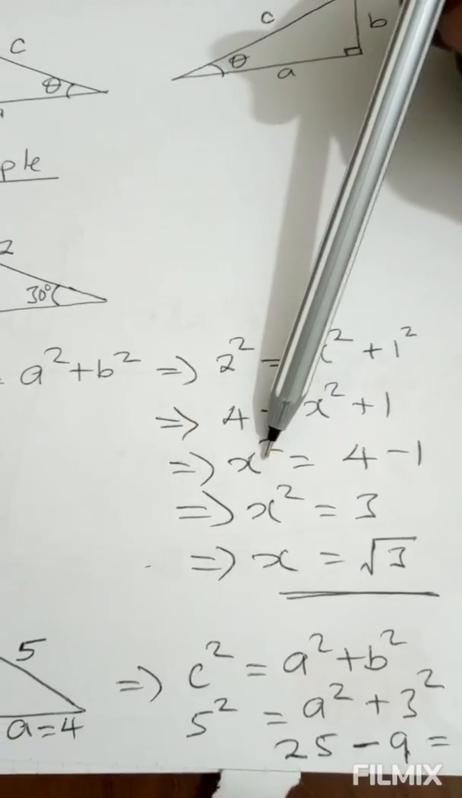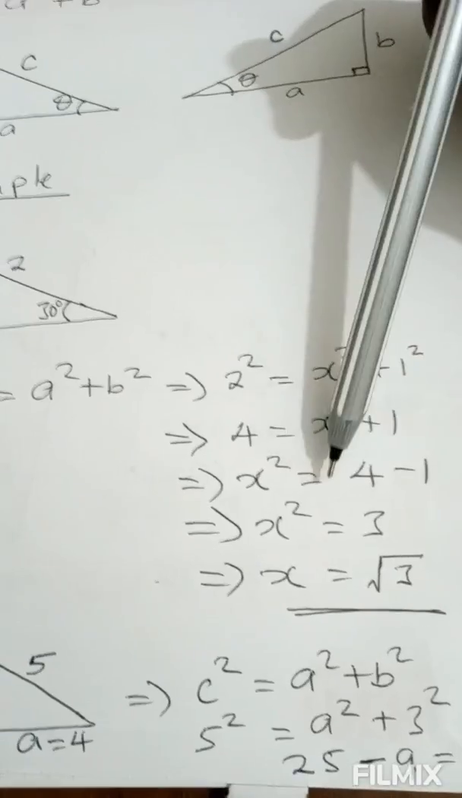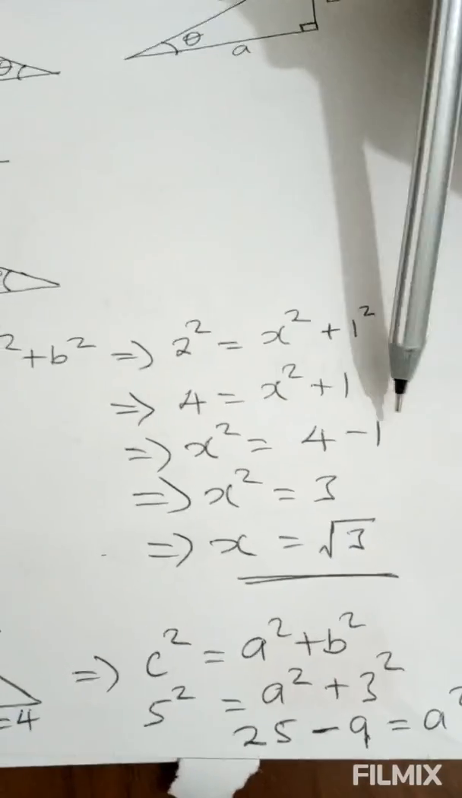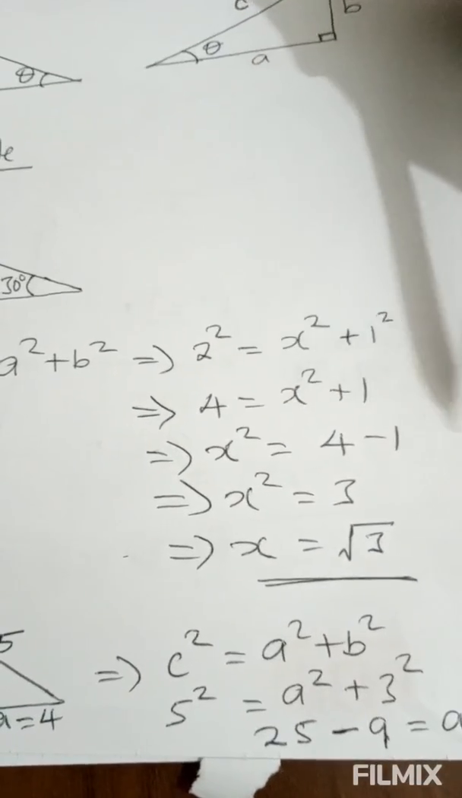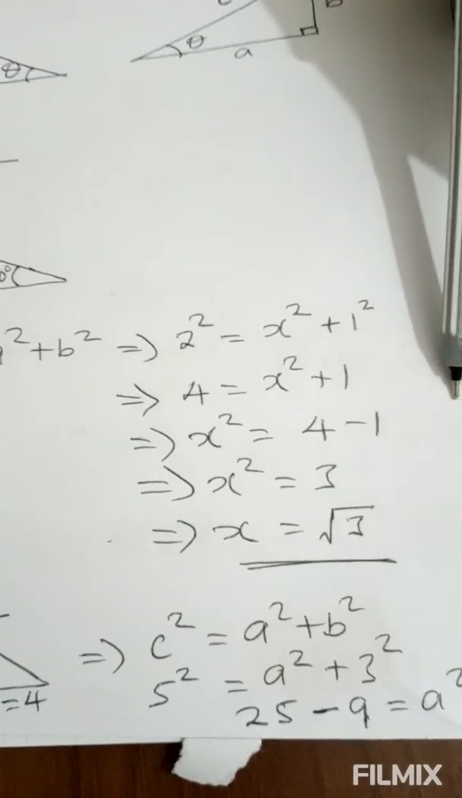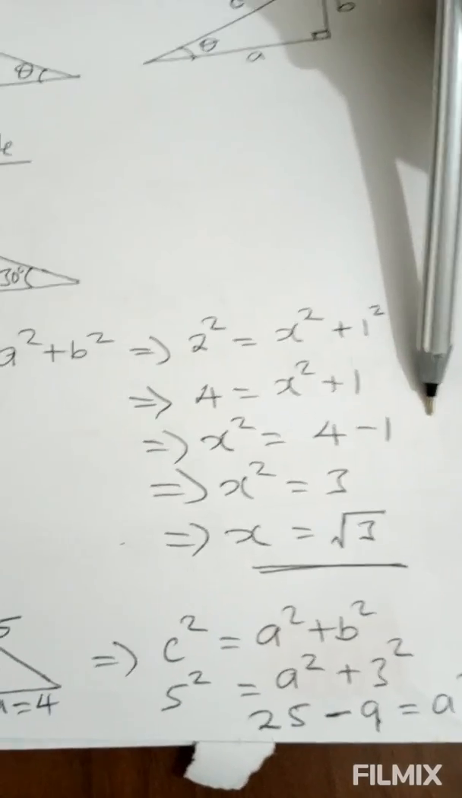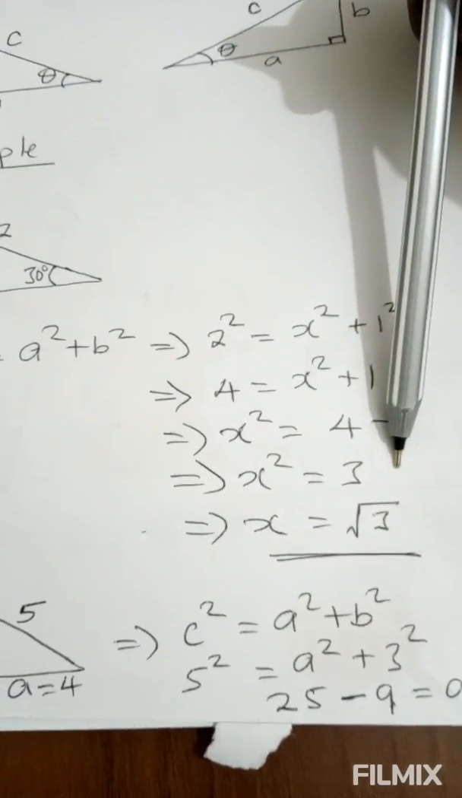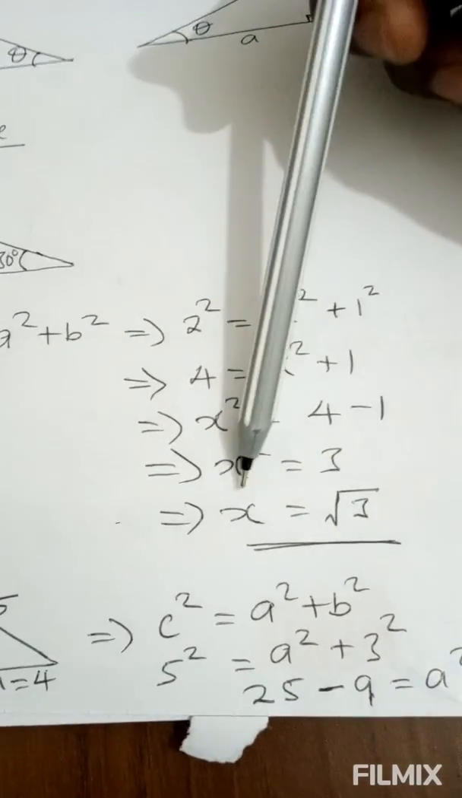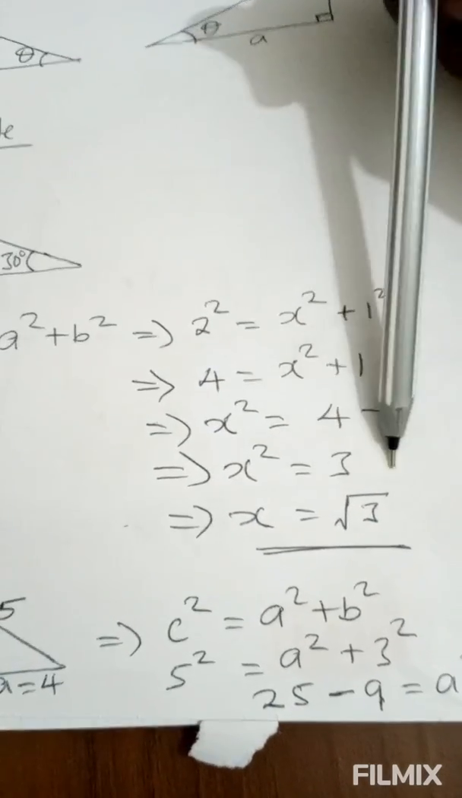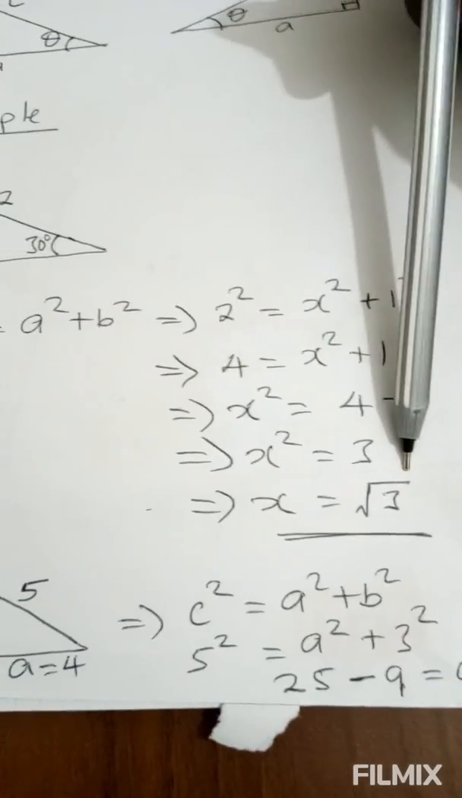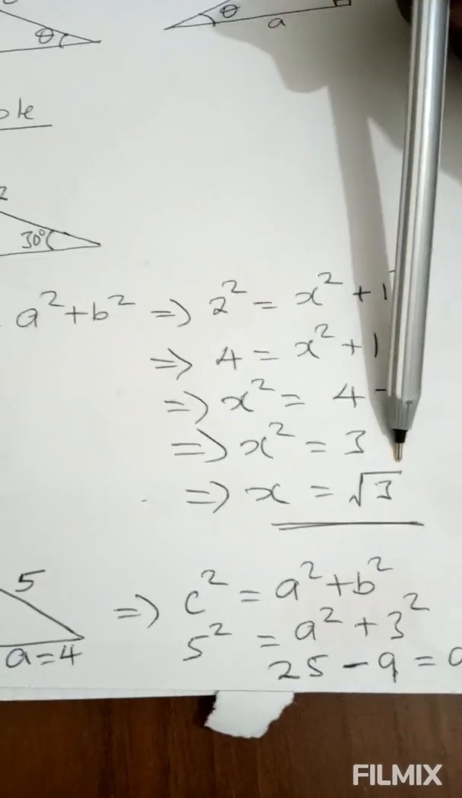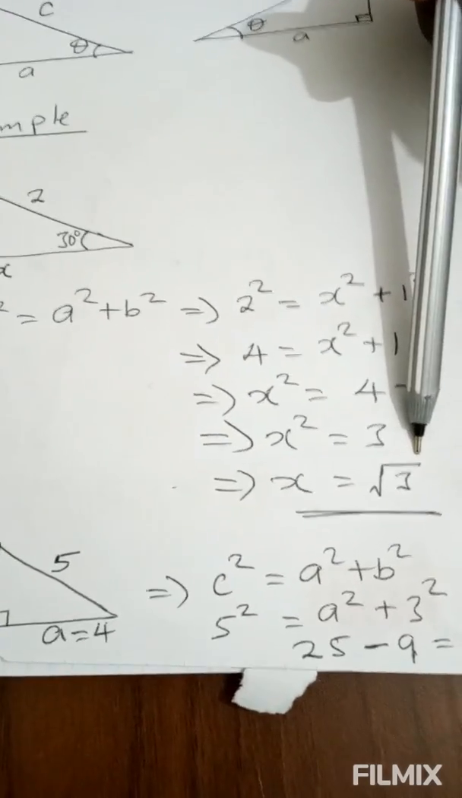Then we go ahead, x squared, then we collect the like terms, the numerical terms, we put them the other side, which is 4 minus 1. So we have x squared is equal to 3. Then we get the square root from both sides, and x is equal to the root of 3. Okay, we cannot simplify any further unless we are using a calculator.